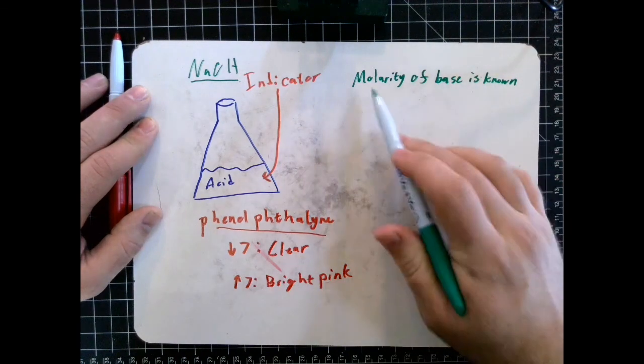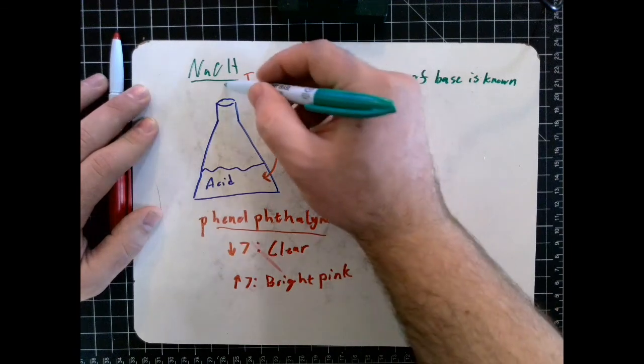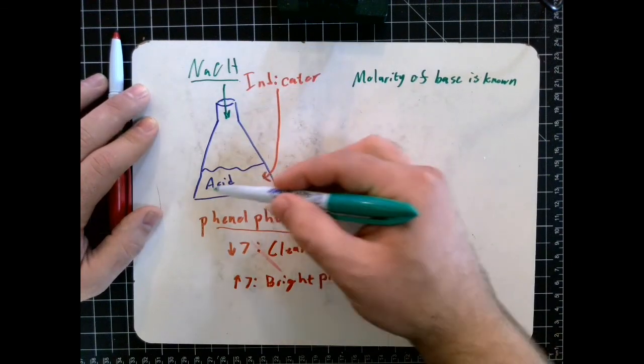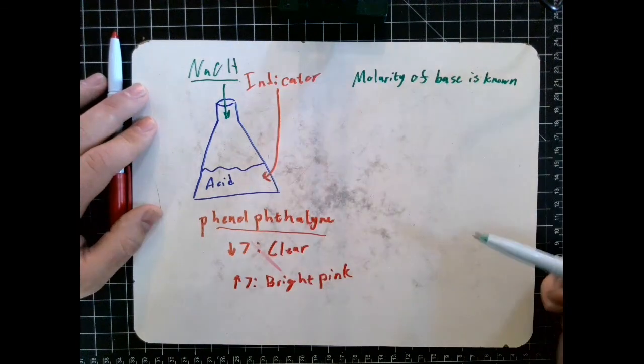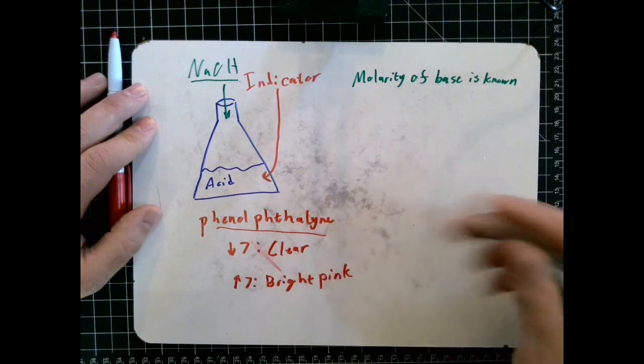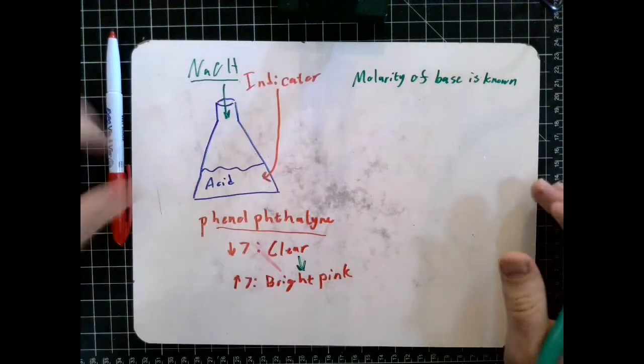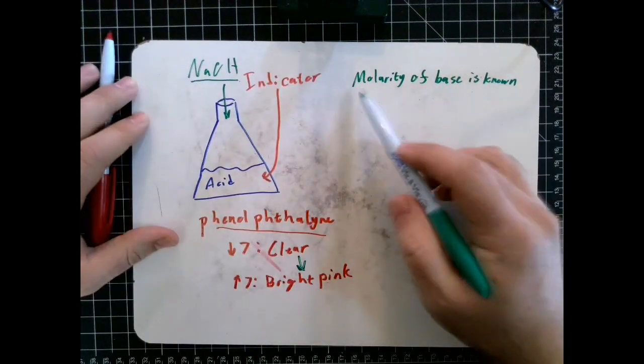So we would know that molarity. And then we would slowly start to drop it in, drop by drop, until this gets fully neutralized. How do we know when it's fully neutralized? Well, the solution will suddenly change color. So we would go from clear to bright pink, just like that. And so the molarity of this base is known.